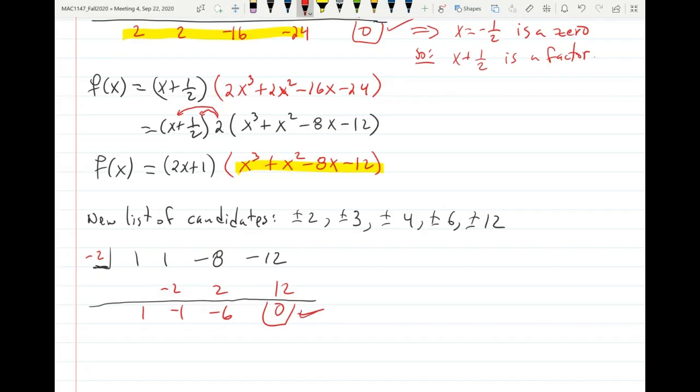And notice that once you find this one, we are actually done. Let's see, who can tell me why it is that we are actually done? Anybody?